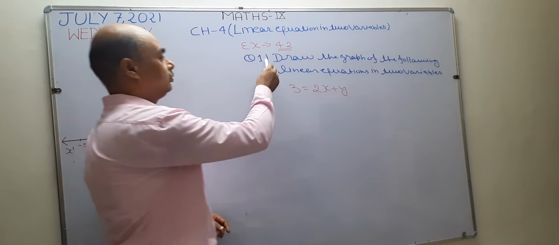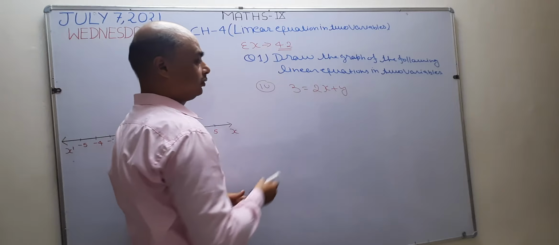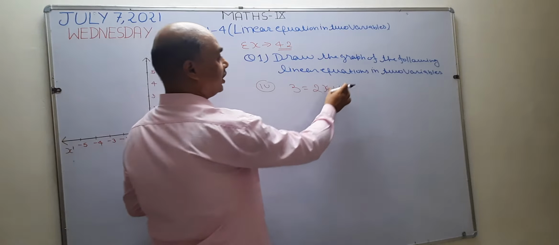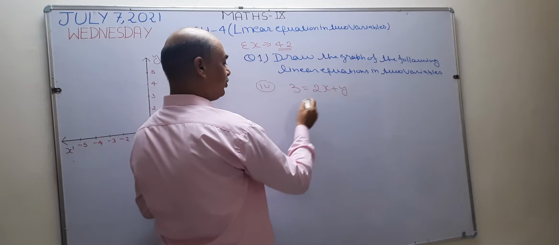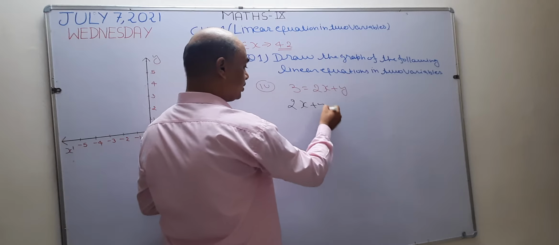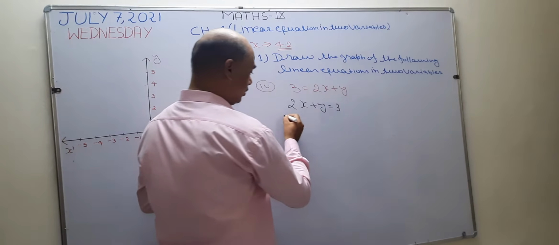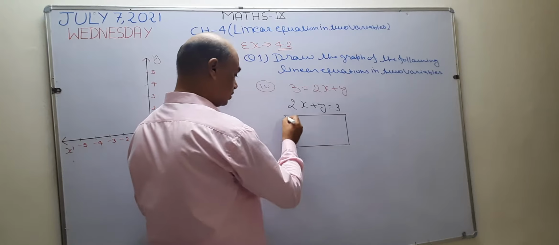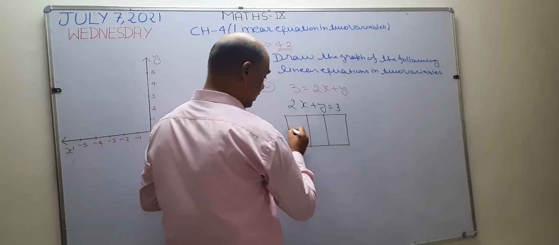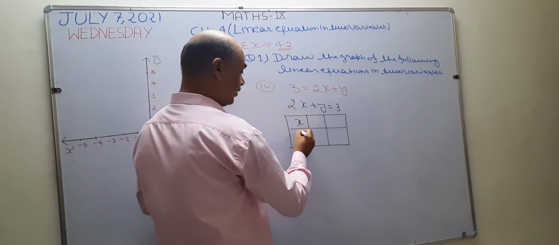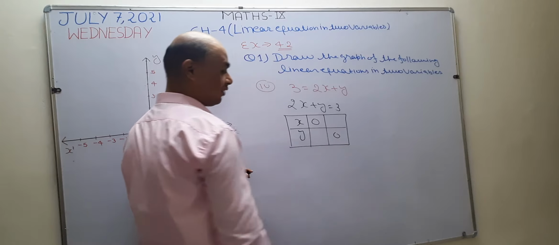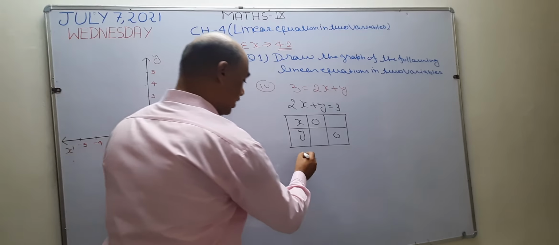Now I want to solve the fourth part of this question number 1. In this we have to draw the graph of this equation. So this equation can be written as 2x plus y equal to 3. Okay, now I want to make the table of this equation first. I want to use the 0 0 method again. First I take x 0, next I want to take y 0. Okay, write down the given equation.